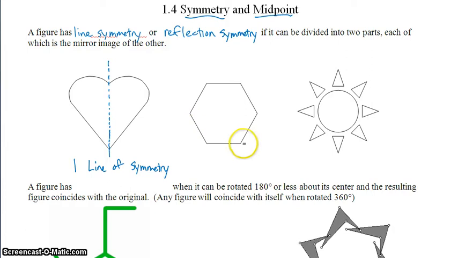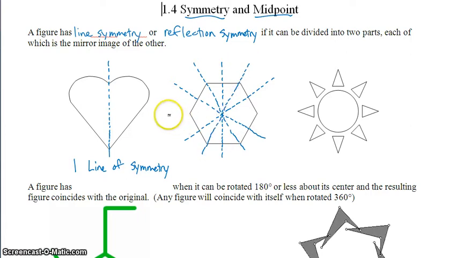In the second example, the hexagon also has line symmetry. To describe the line symmetry, we need to count the number of lines of symmetry. The hexagon has 1, 2, 3, 4, 5, 6 lines of symmetry.